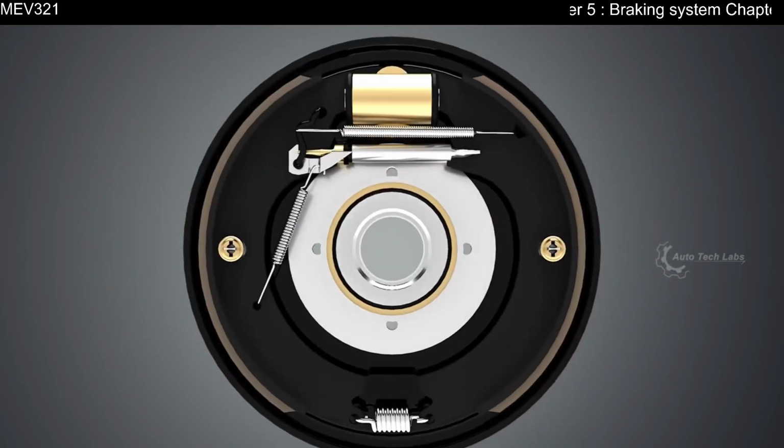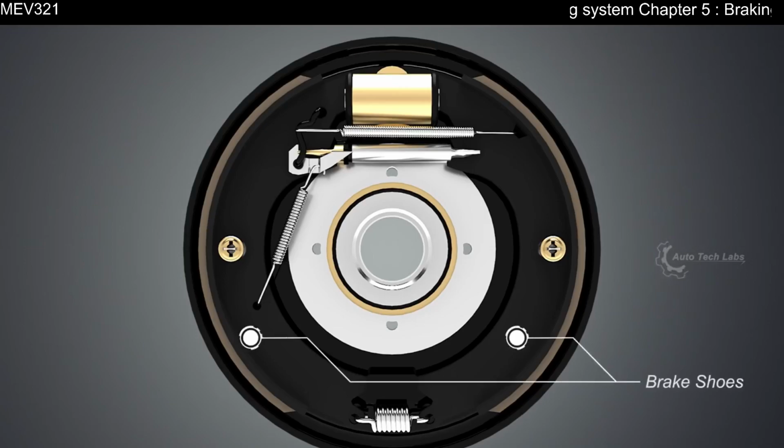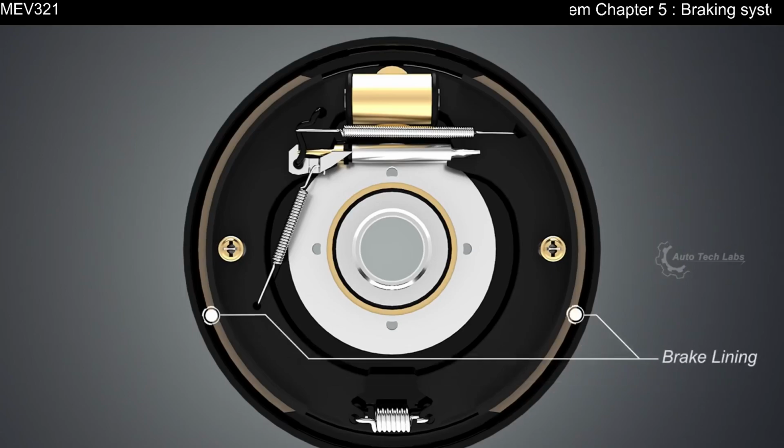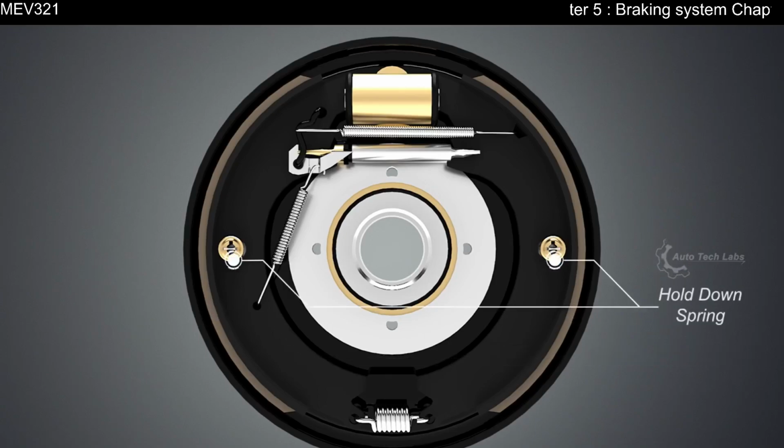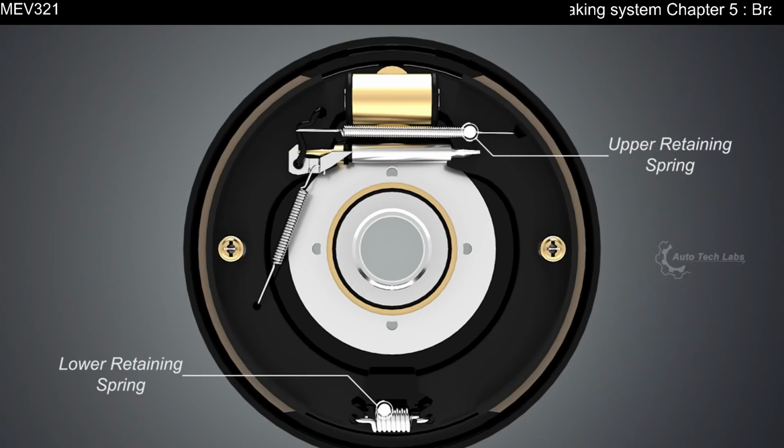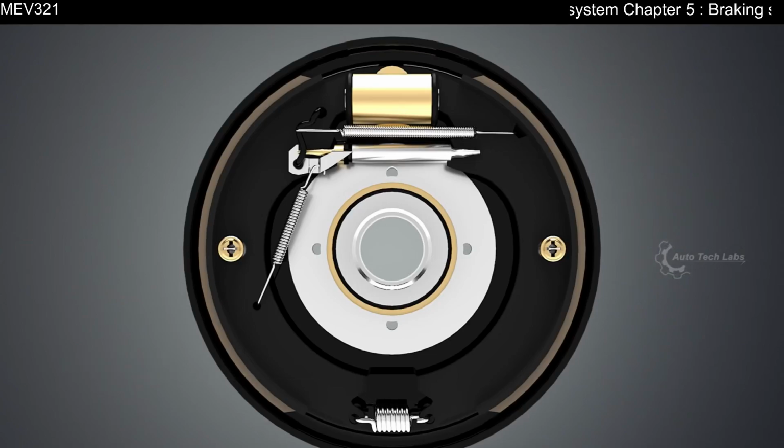Let's have a closer look with the wheel hub off. Backplate. This holds all the brake components together. Brake shoes. These will be pushed against the inner surface of the drum. The friction between the lining and the drum is what makes the wheels slow down. Hold down spring holds the brake shoes towards the backplate. Retaining springs return the brake shoes to their resting position.